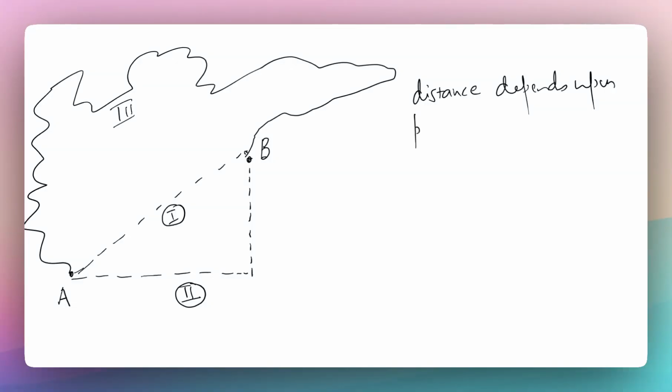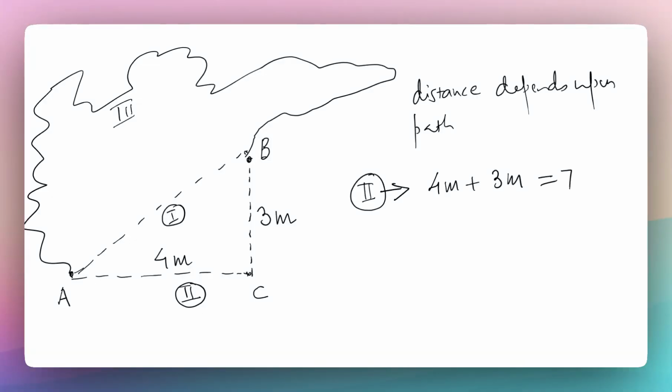So for example, let's consider path number two. First, let's say we move from A to this location, which we call C, and let's say this is 4 meters. And from C to B, let's say this is 3 meters. Okay. So the distance which we traveled while doing path 2 was 4 meters plus 3 meters, and the total is 7 meters.